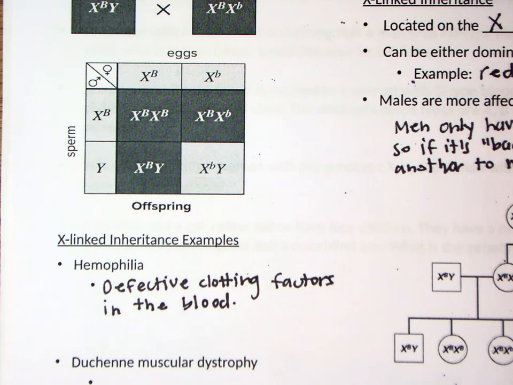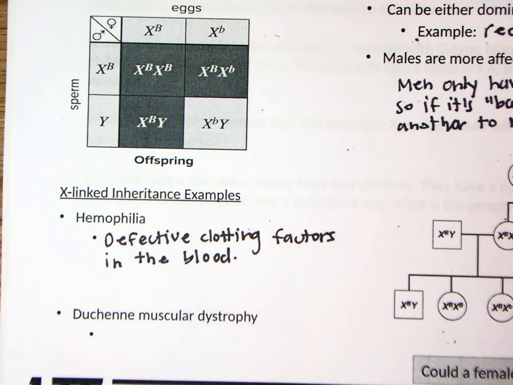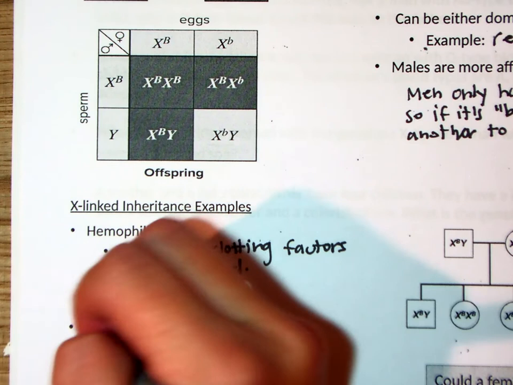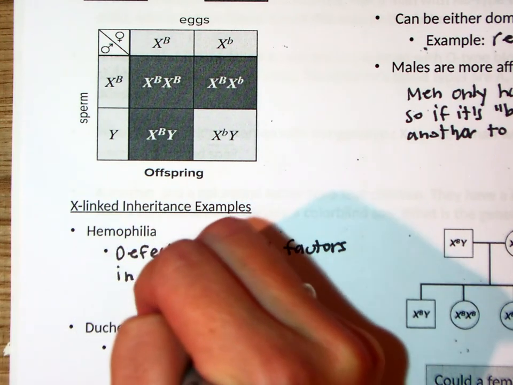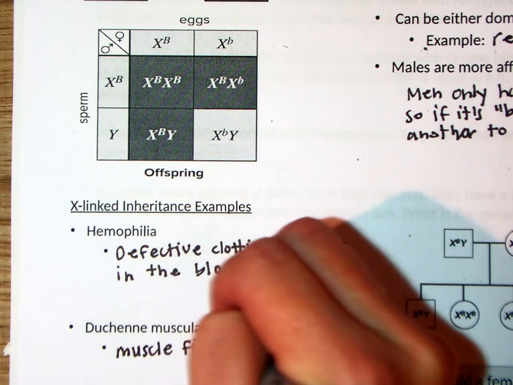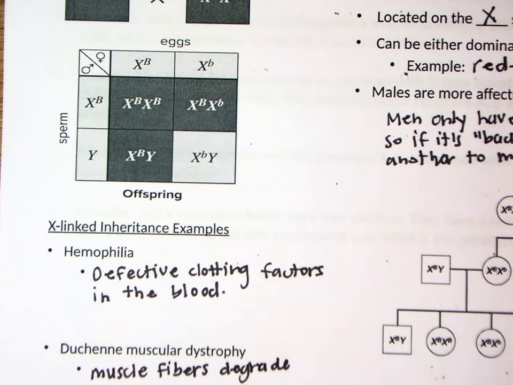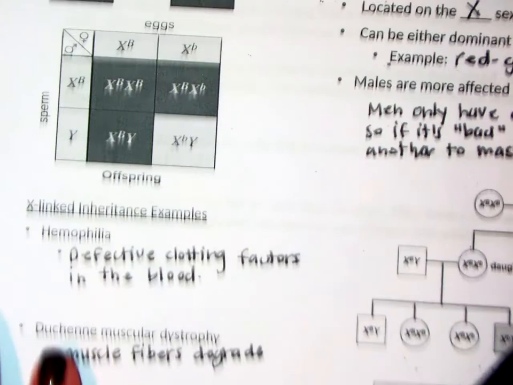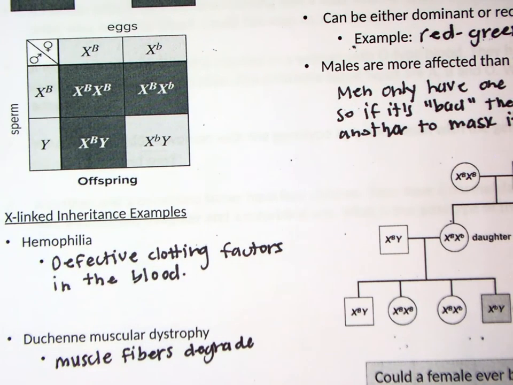So another is Duchenne, I think is how you say that, muscular dystrophy. It's a specific type of muscular dystrophy, and this is where your muscle fibers degrade. And the prognosis for this one is typically not very good because what will eventually happen is the muscles that help you breathe will start to degrade, and then you can no longer breathe on your own, and that is not a good thing.